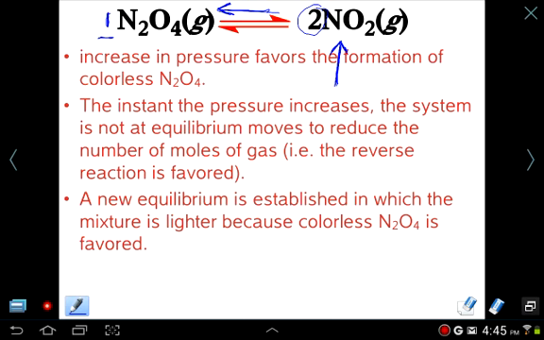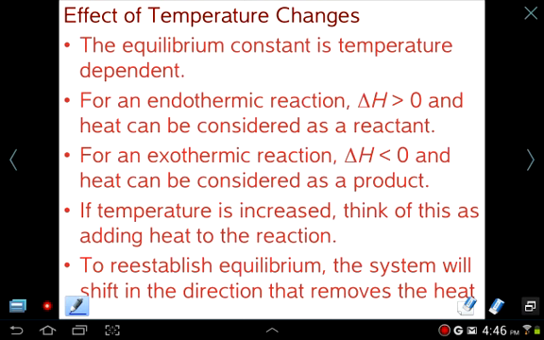So here it says the instant the pressure increases, the system reduces the number of moles of gas, and the reverse reaction is favored, which means we're shifting to the left. And again, the new equilibrium will still have the same constant, but now the amounts are different, though the ratio of the two remains the same.